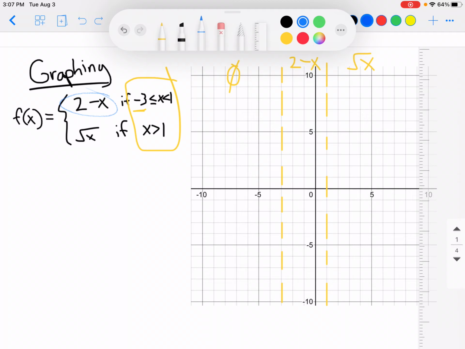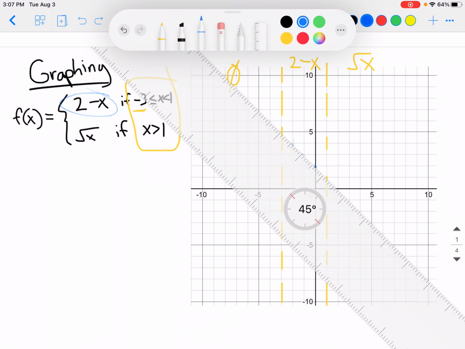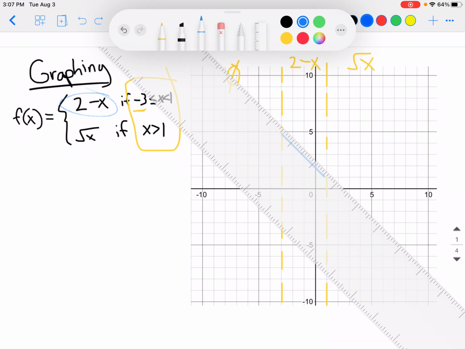So for example, 2 minus x, that's going to be starting at 2 on the y-axis, and then we're going to go up 1 over 1 in the negative direction, so there and there. Get my ruler, line her up. There we go, right about there. All right, perfect, cool. So there's that.